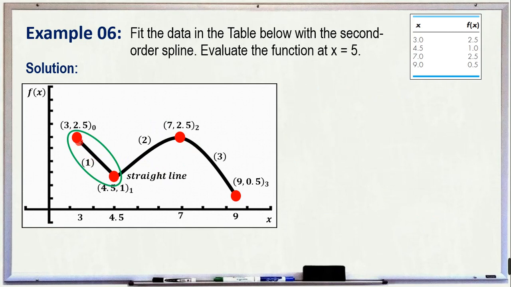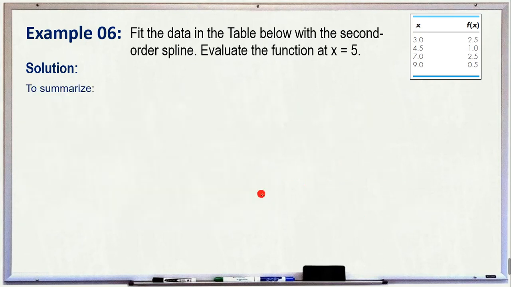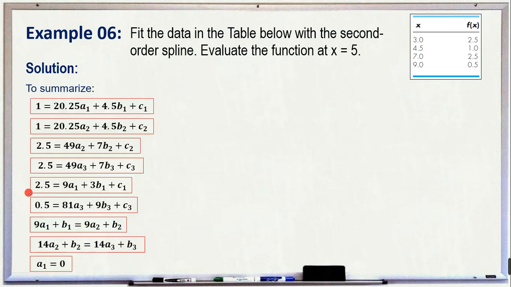spline that connects the first and second data points is a straight line. So therefore, the second derivative of our first quadratic spline equation must be equal to 0. So we now have a value for a1 that is equal to 0. So this will serve as our equation number 9. Now to summarize, these are the list of our 9 equations for A's, B's, and C's from equations 1 to 3.